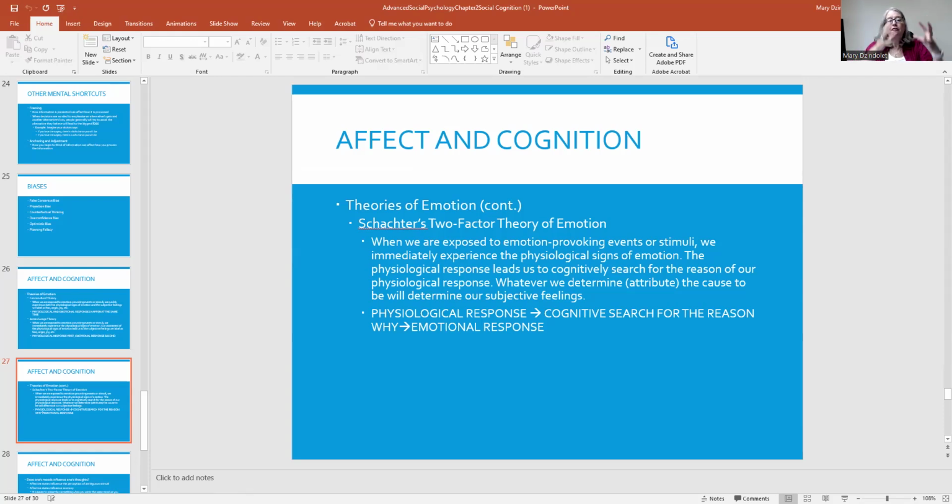His theory says, first we have the physiological response, but then we're going to have a cognitive search for the reason why. And whatever we determine to be the reason why, that's going to determine the emotion we're going to experience. So the definition on the screen: when we are exposed to emotion-provoking events or stimuli, we immediately experience the physiological signs of emotion. The physiological response leads us to cognitively search for the reason for our physiological response. Whatever we determine or attribute the cause to will determine our subjective feelings, okay?